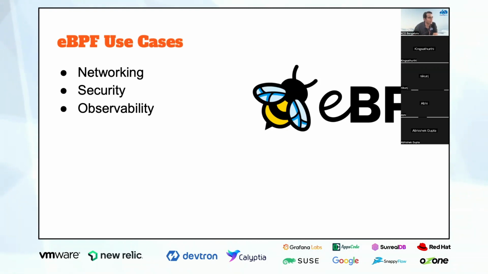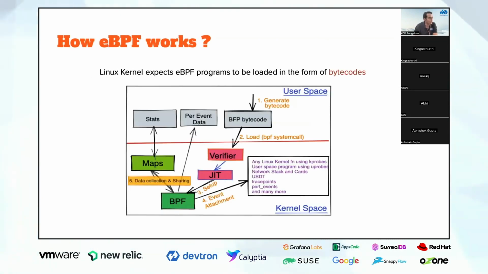Hope that makes sense. There are use cases of it: networking, security, and observability, because, as I discussed already, you can hook custom functions or custom data at any point of time, which makes things faster for you. Okay, now let's understand a bit how eBPF works.